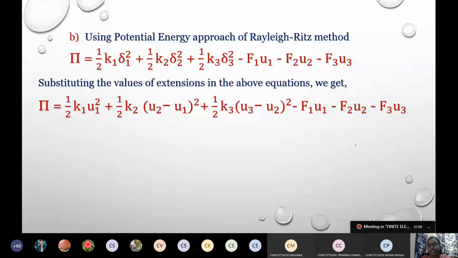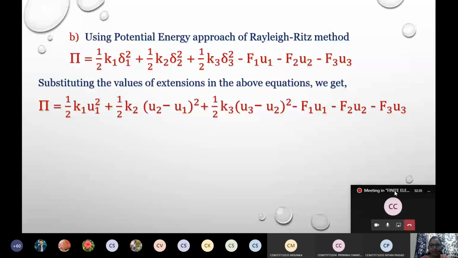So when you see the potential energy equation now, you have the terms K, U and F, which is our standard form of consideration. K into U is equal to F. So we can rewrite that in that way. So did you substitute the values of delta in the equation? Did you get the same answer?